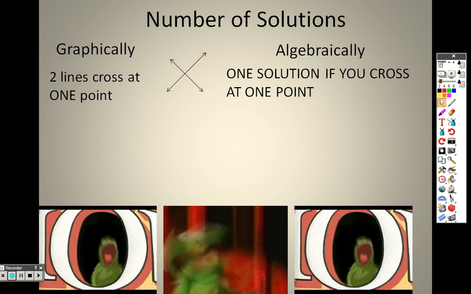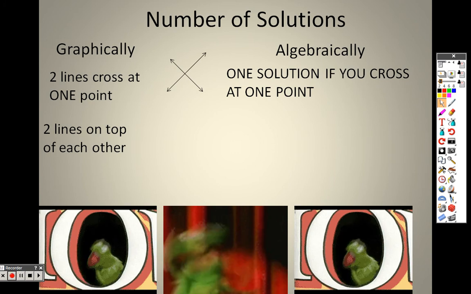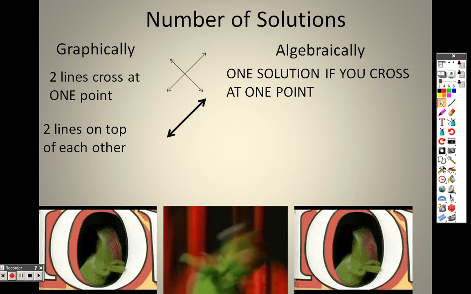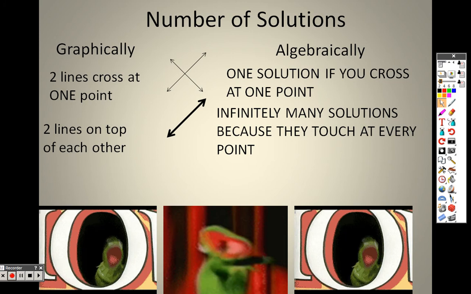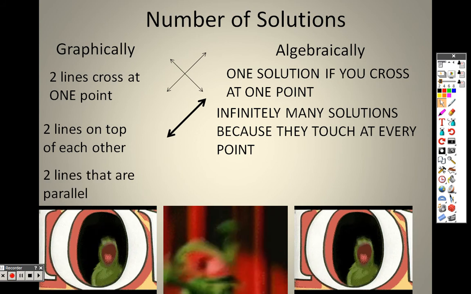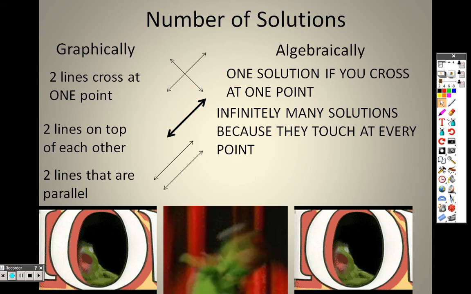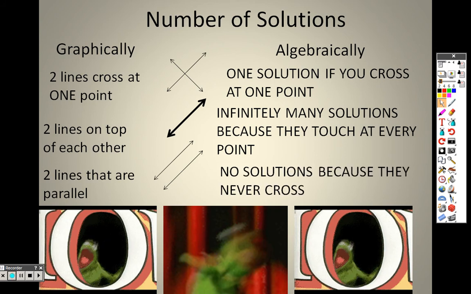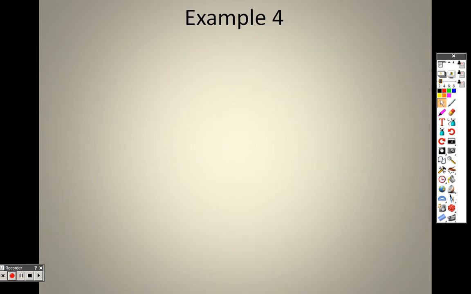One number answer. If two lines are on top of each other, identically right over top of each other, then there are infinitely many answers, because they touch at every single point and they're the exact same line. And if two lines are parallel to each other, they will never cross, meaning there are no solutions to the problem because they'll never touch each other or intersect.